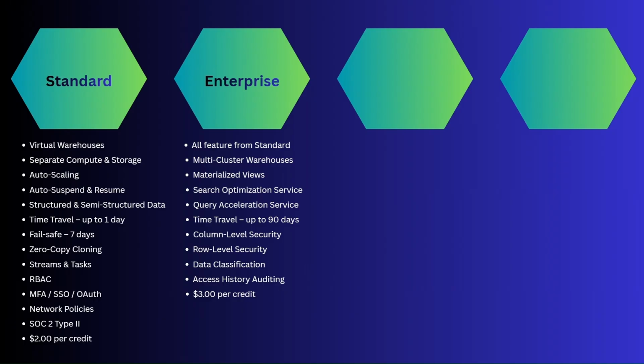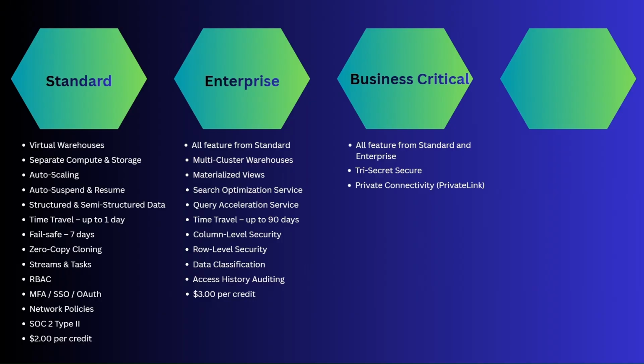That's Enterprise. So let's go with Business Critical. This is the tier for companies with strict rules around data, like healthcare, finance, or government. It keeps everything from Standard and Enterprise and adds more security and backup features. So let's go through them one by one. Everything from Standard and Enterprise is already included. Nothing is taken away. Tri-Secret Secure. Your data is locked using both your own key and Snowflake's key together, so neither side can open it alone.